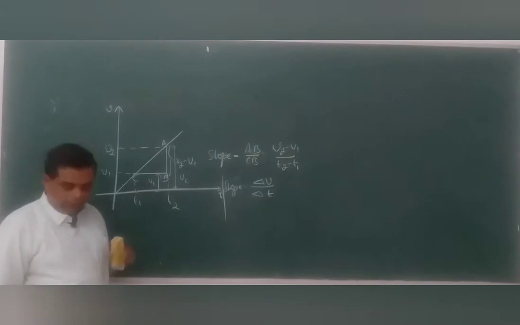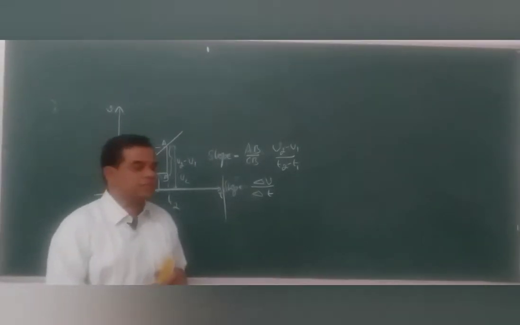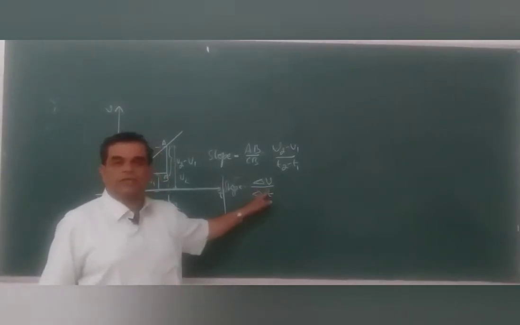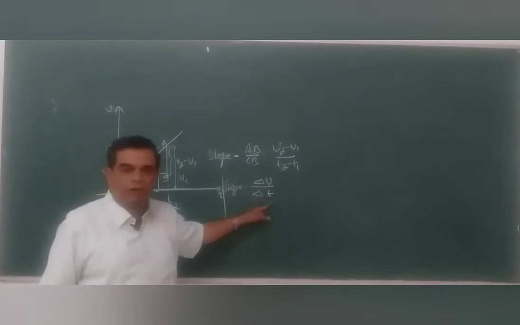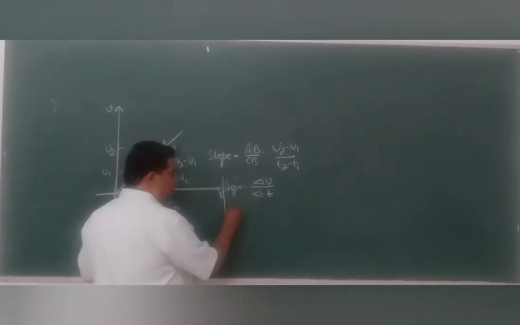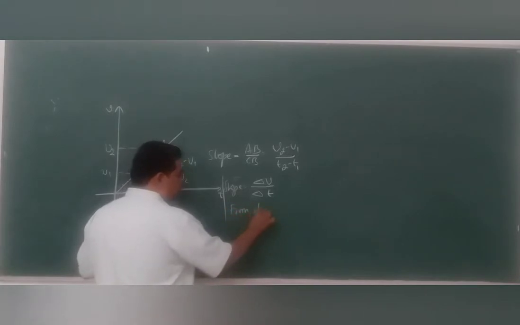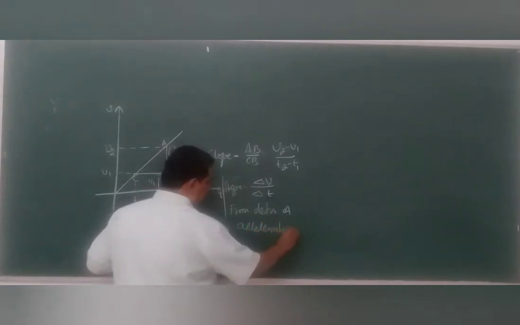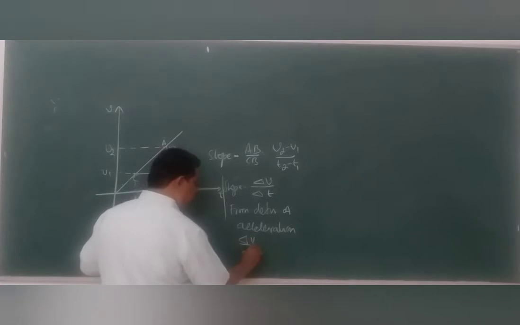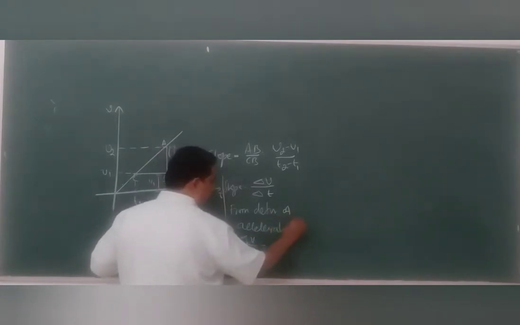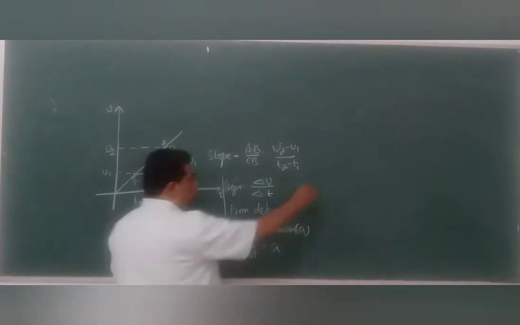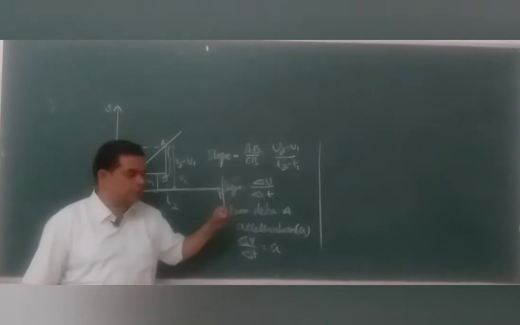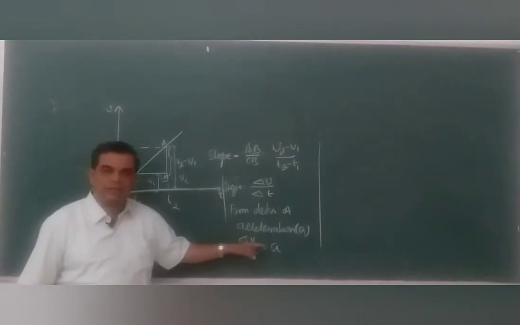I hope if you have learnt what we said till now, you can easily recognize this quantity on the right hand side. It is change in velocity by time taken, or we simply say rate of change of velocity, what we call as acceleration. From the definition of acceleration, delta V by delta T is A, acceleration A. So therefore, we can conclude that slope of VT graph gives acceleration. Slope of VT graph gives acceleration.